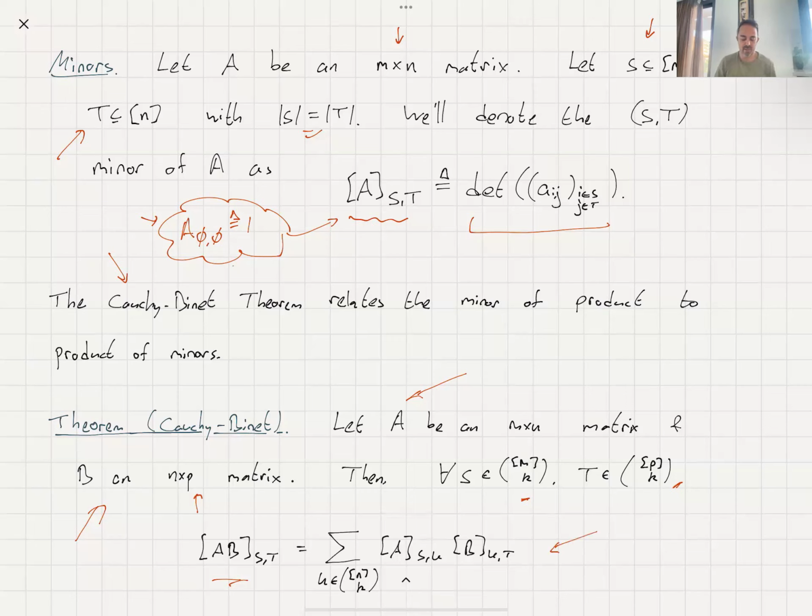It's the sum over all sets U of size K of n, and then you take the corresponding minors, A_SU, B_UT. Now, if it looks like someone is doing a length 1 or 2 random walk, that's actually true, because one way to prove this is to look at the matrix of all minors, and then it seems like you're multiplying 2 matrices or taking a short random walk, and that's exactly what you do here. But whatever, that's the theorem.